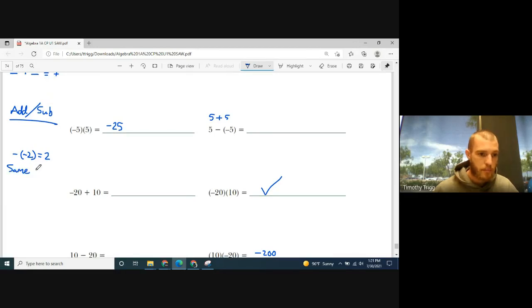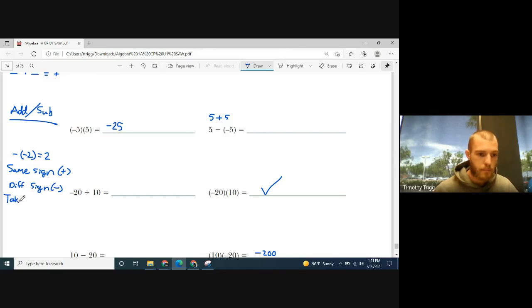Same sign, you add those. Okay. If they're different signs, you subtract those. Okay. And when they're different signs, you always take the sign of whatever you have more of. So your answer will be the sign of whatever you have more of.